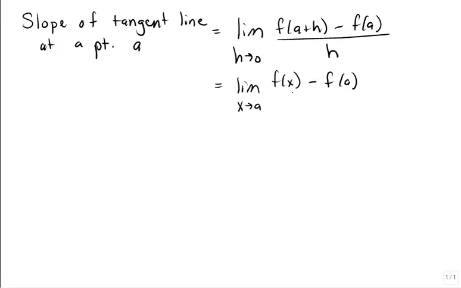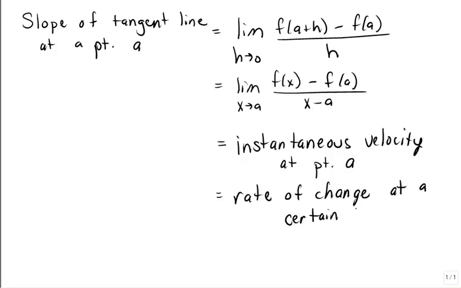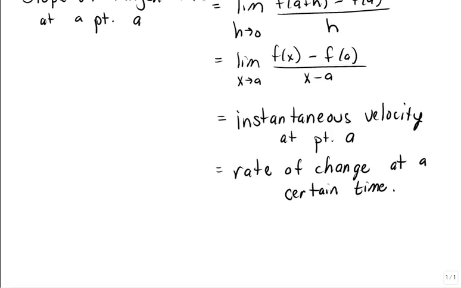And to emphasize, this is the same as the instantaneous velocity at an instant at point A, or time t, and that's the rate of change. All these are the same thing. Rate of change at, and usually this is at a certain time. In this case we use A, usually it's t.